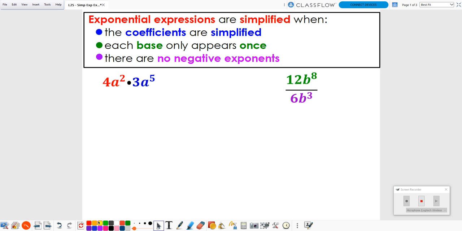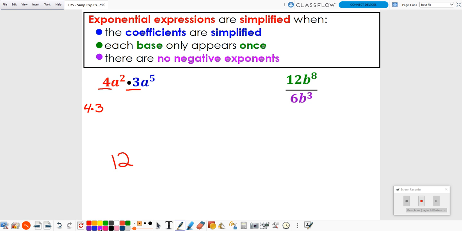But our first thing that we have to do is simplify our coefficients. So when you simplify your coefficients, you simply do whatever mathematical thing your problem says. So like in this case, 4 times 3 gives me 12. So when I simplify those coefficients, they become a 12.